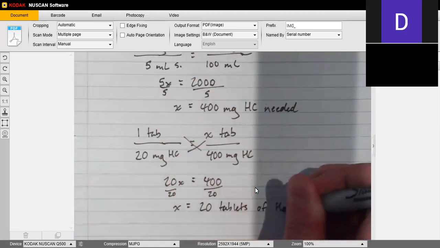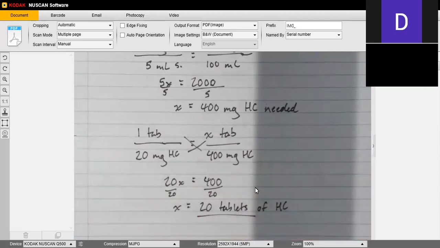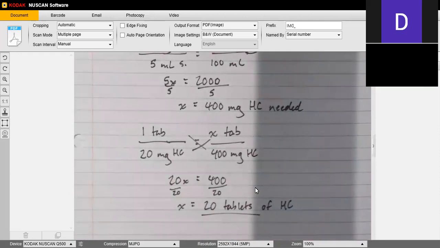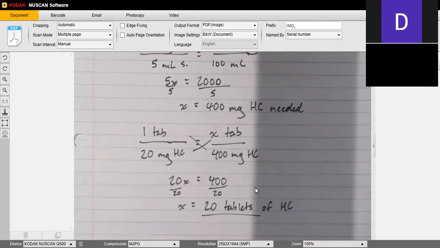of hydrocortisone. So that is our final answer for the problem. How many hydrocortisone 20 milligram tablets do we need? The answer, 20 tablets. And that is how you can use percent strengths to help you, even if you're not quite sure of what that problem might be or what it might be asking. It's quite easy just to break it down and figure it out.